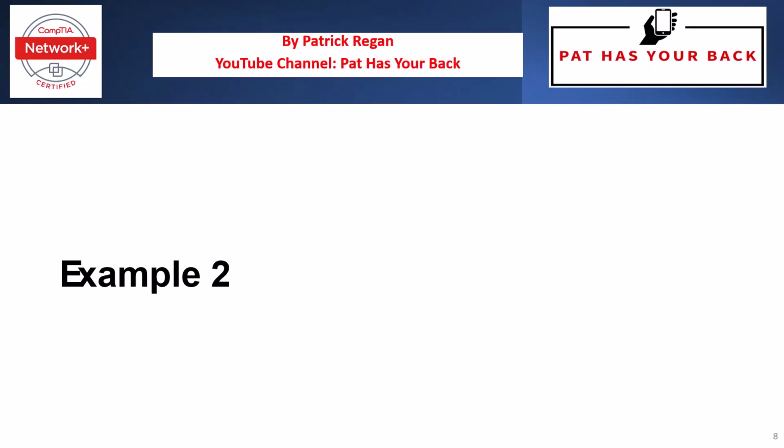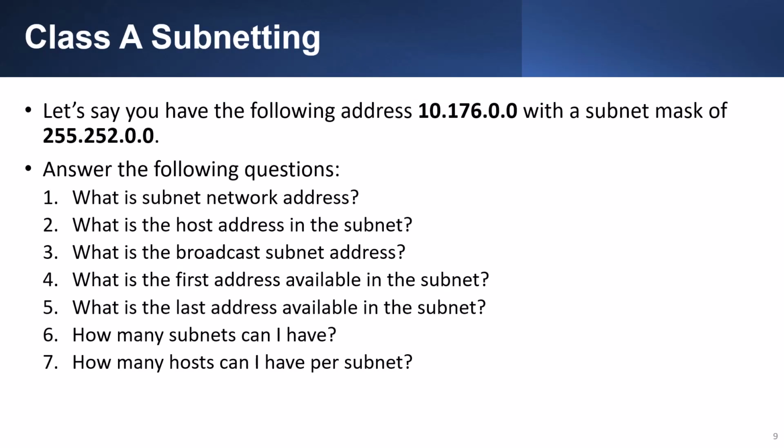Let's take a look at another example. Let's say you have the following address, 10.176.0.0 with a subnet mask of 255.252.0.0. We're going to answer the same questions that we answered before.